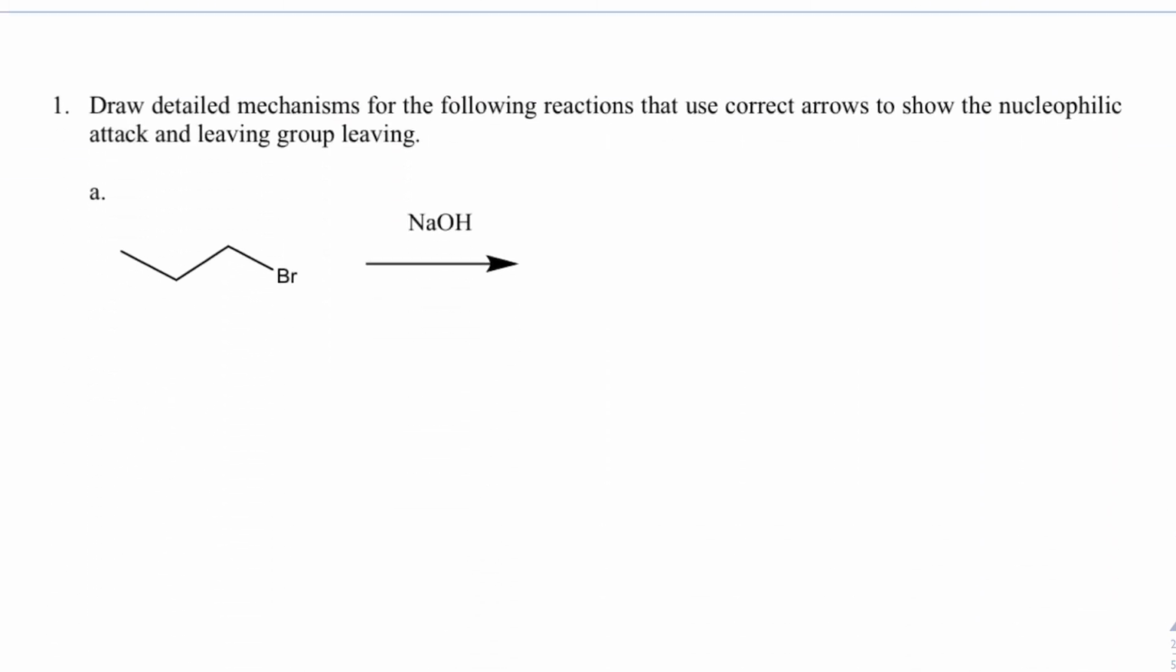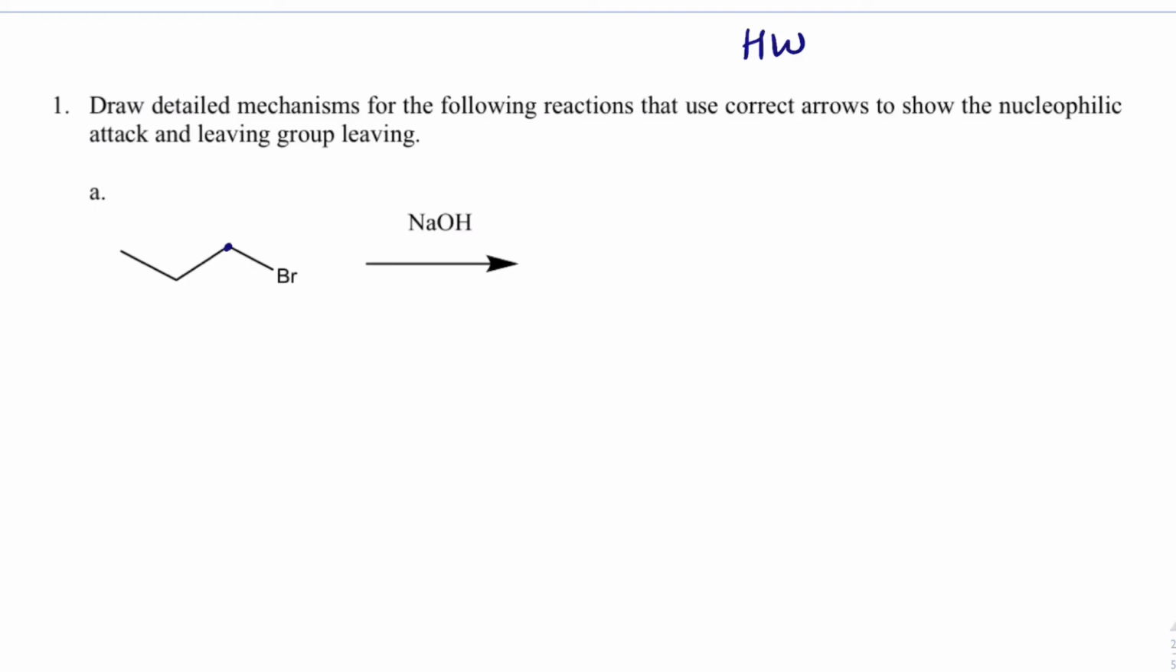Okay, so now what I'm going to do is these are the first 2 problems on the homework. I'm going to show you how this works. And every single one with SN2 is going to be very similar. So you want to just recognize the pattern and then follow the pattern. So we want to draw a detailed mechanism for the following reactions and use correct arrows to show the nucleophilic attack and leaving group leaving.